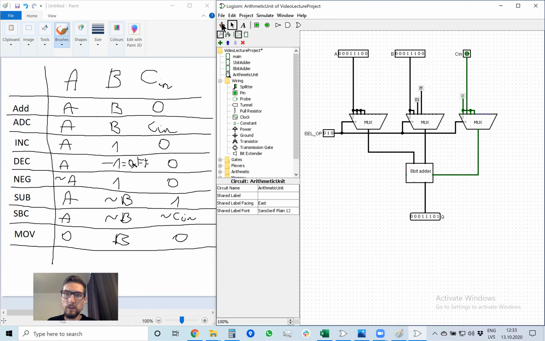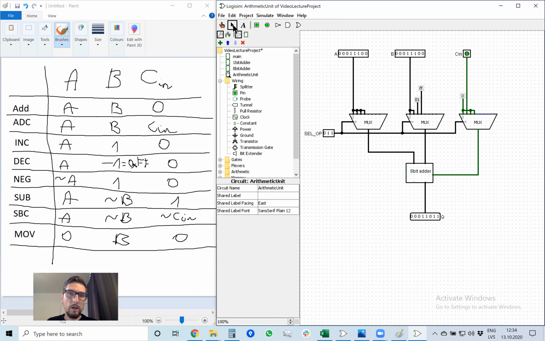And in this case, let's see what happens. The value is 28. Sorry, I changed the selection of operation to 0, 1, 1, which is 3. So first input is 28. Second is either 255 if unsigned integer, or minus 1 as in our case signed integer, plus 0. We can change the carry in, it's ignored. So 28 plus minus 1 is 27. So it works.